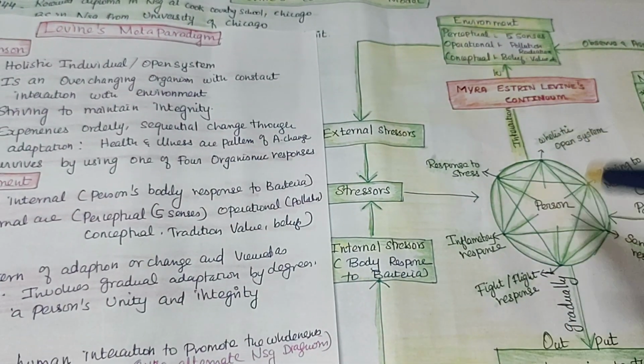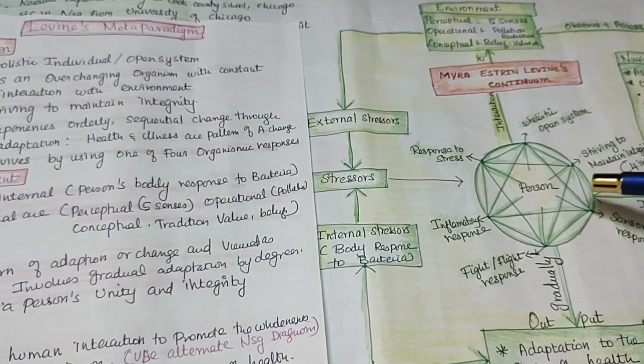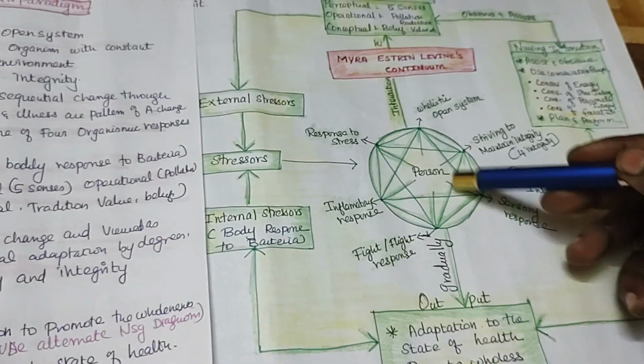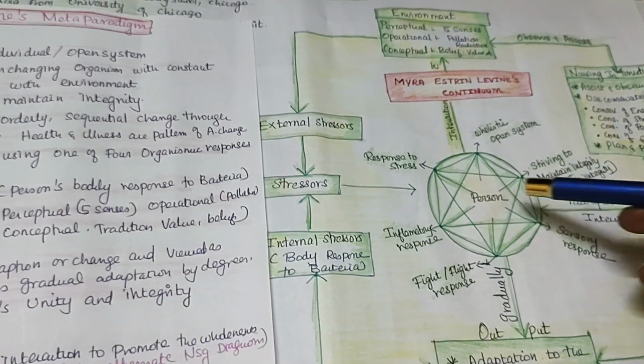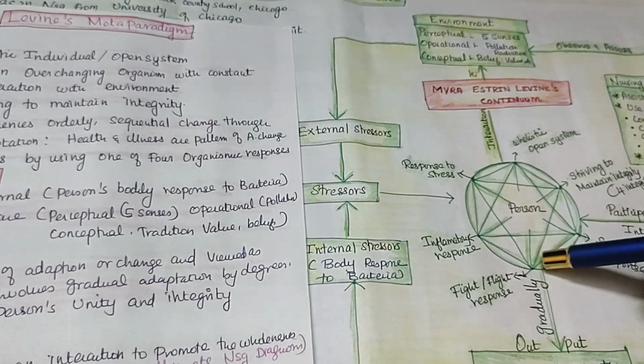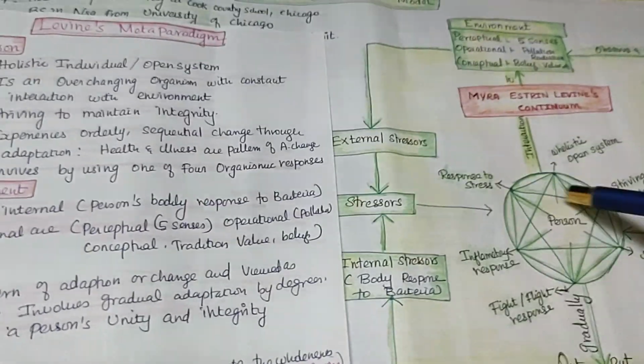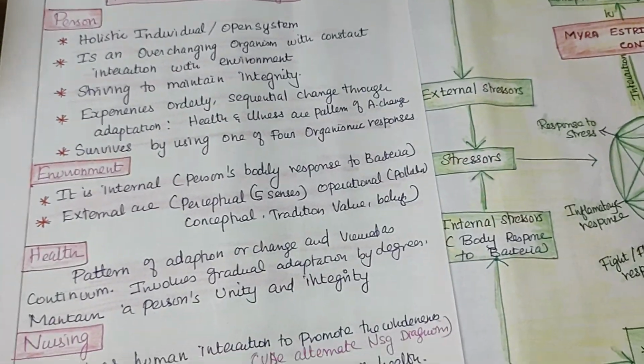So she is saying a person is an open system, ongoing. He interacts with the environment, striving to maintain his integrity, and he will always respond. This response will help to maintain his health. This is the person, the individual, she is describing.